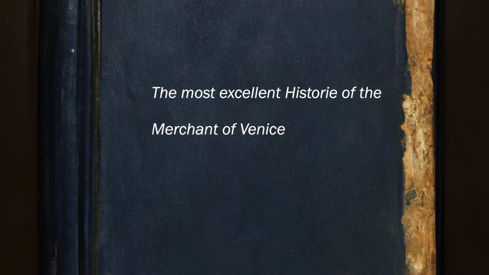The title on the copy of the play printed in the first quarto of 1600 is The Most Excellent History of the Merchant of Venice. When the play was registered for copyright in 1598, it was recorded as The Merchant of Venice, or otherwise called The Jew of Venice. It's believed that Shakespeare based his play on Giovanni Fiorentino's 14th century novella Il Pecorone.